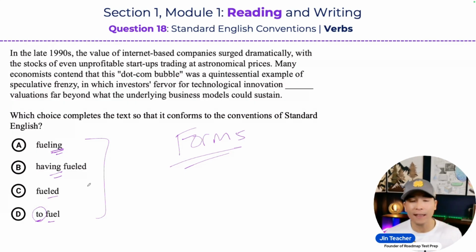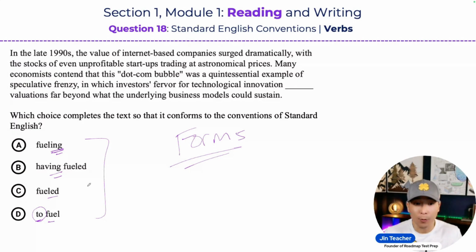Now, the third way that verbs can be tested is with verb tenses. So you have the future tense, like will fuel. You have the past tense, like fueled, and the present tense, like fuels. Okay, so those are the three main ways that the SAT can test you on verbs.